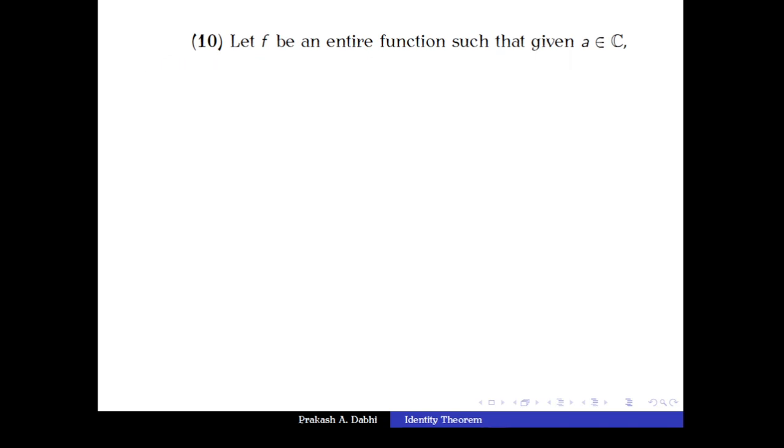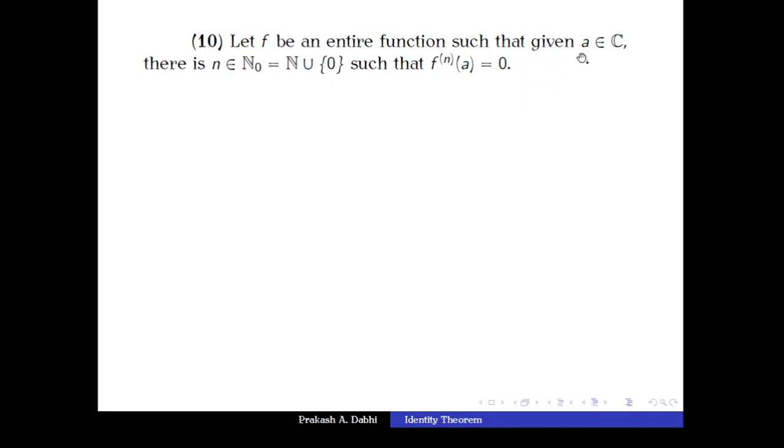Okay, so now we see another interesting example. Let f be an entire function such that, given a complex number a, there exists some n in N0 (N0 means N union 0) such that f^(n)(a) is 0. f^(n) means the nth derivative of f, and when n is 0 it means the function itself. The 0th derivative of a function is the function itself.